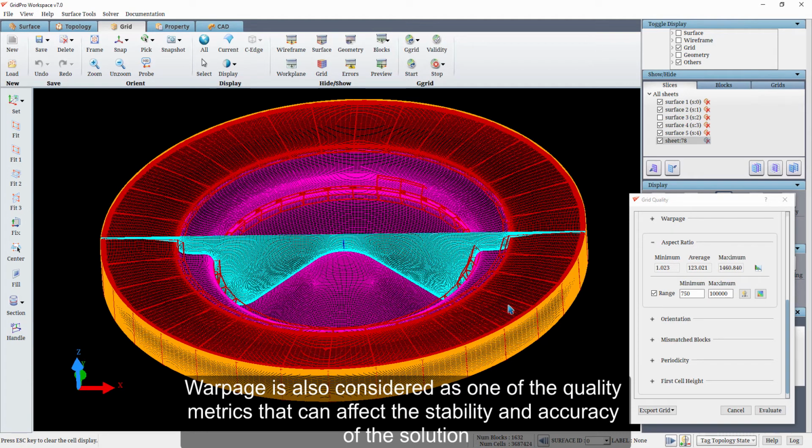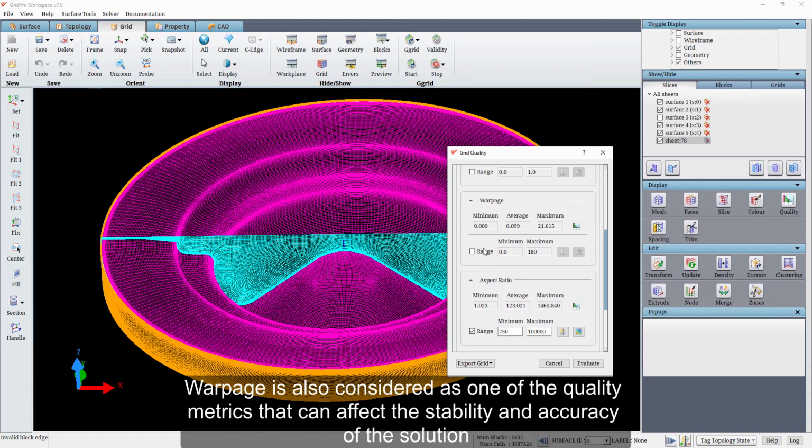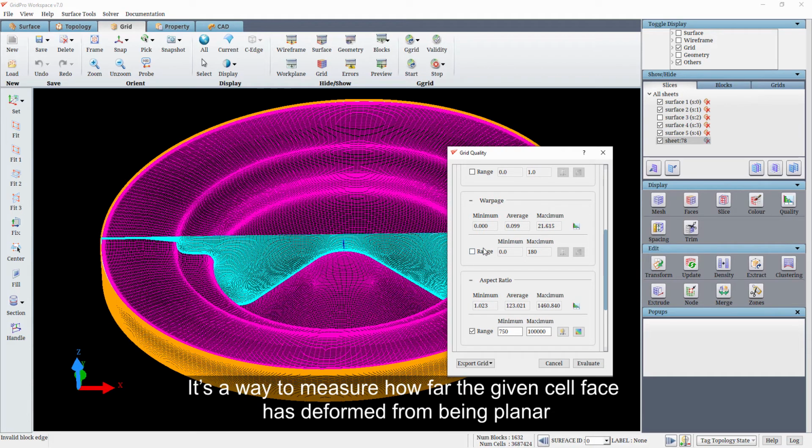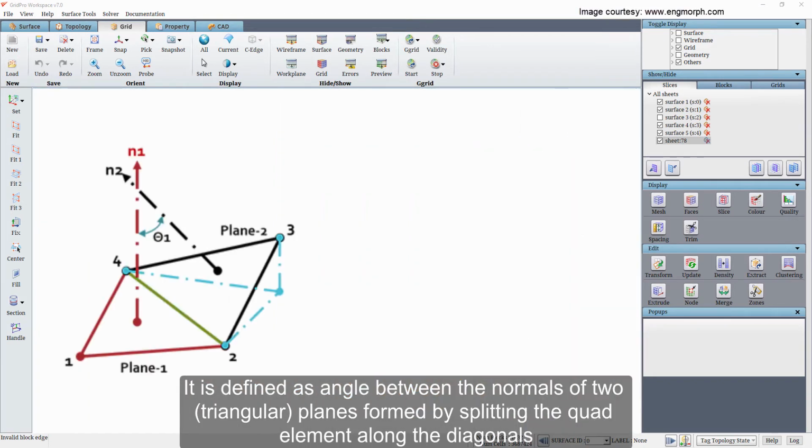Warpage is also considered one of the quality metrics that can affect the stability and accuracy of the solution. It's a way to measure how far the given cell face has deformed from being planar. It is defined as the angle between the normals of two planes formed by splitting the quad element along the diagonals.